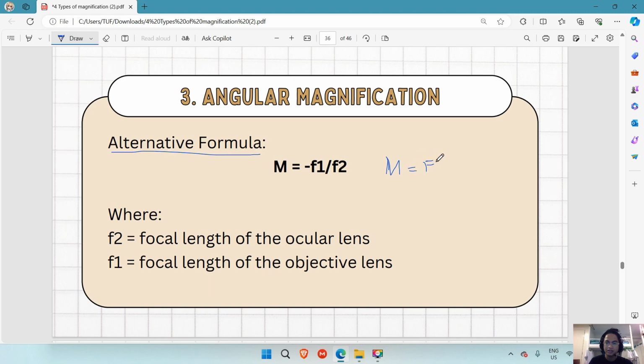Okay, for the alternative formula, since m is equal to f2 over f1, that means that 1 over f2 divided by 1 over f1, using the reciprocal method, can also be f1 over f2. This is also a useful tool when checking your answer if ever you're unsure with your angular magnification. This is for angular magnification, okay?